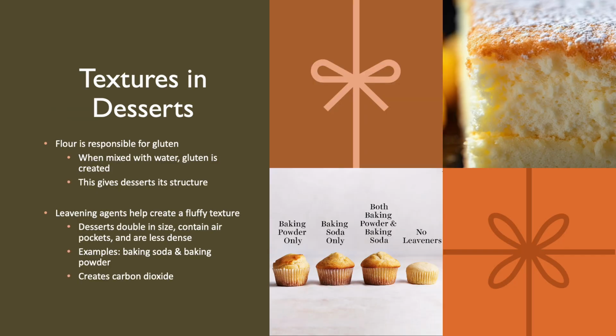A scientific concept in desserts is its flour. Flour is responsible for gluten because when it is mixed with water, gluten is created in the dessert, which gives it its iconic structure. Leavening agents are also useful in desserts. Examples include baking soda and baking powder, and this creates carbon dioxide within the dessert, which creates little air pockets, causing the dessert to double in size and become less dense.